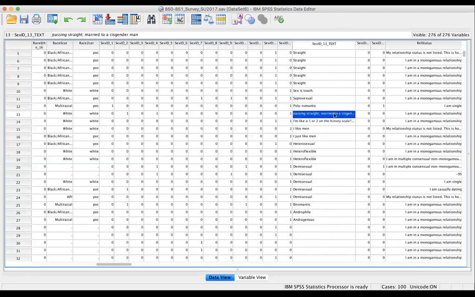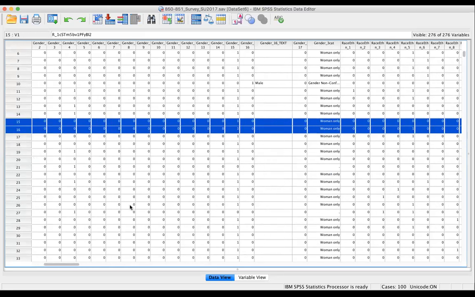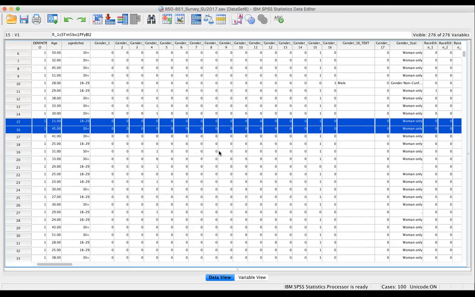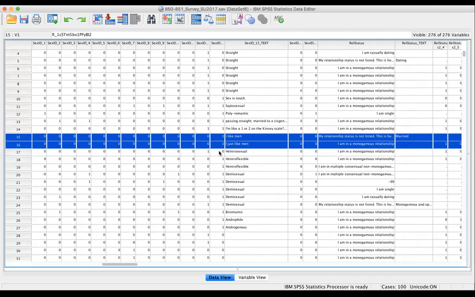As I said, I don't think anybody is using this variable as like, I'm comparing this group to this group. So we can also just say X number of people chose another category and put in all sorts of different answers, such as sex is touch, or 1 or 2 on the Kinsey scale, sexuality is complicated. I like men. I just like men. And so we could certainly take these two folks. So these are in these two rows, and we could say, all right, so this person said, I am a woman, and that was the only option that they checked on gender. And then they said, I just like men. So do folks think that we should put them into hetero?